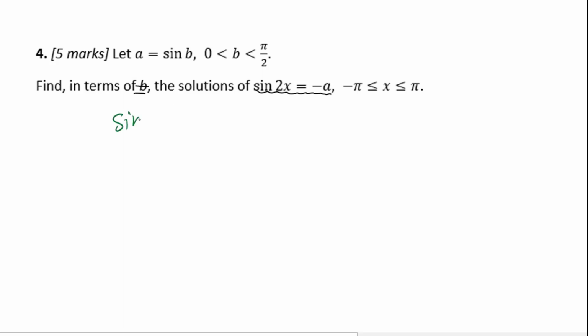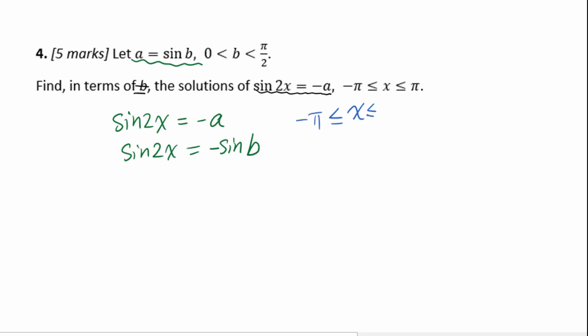We want to solve sine 2x equals negative A. We know A equals sine B, so we substitute. We have sine 2x equals negative sine B. We know the given interval is between negative pi and pi. So 2x will be between negative 2 pi and 2 pi. We need to draw the diagram between negative 2 pi and 2 pi.